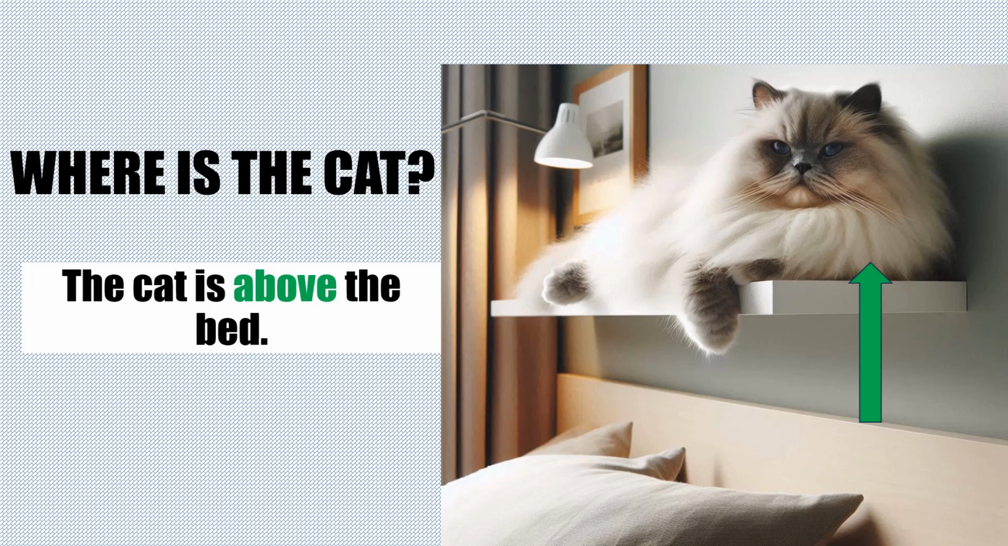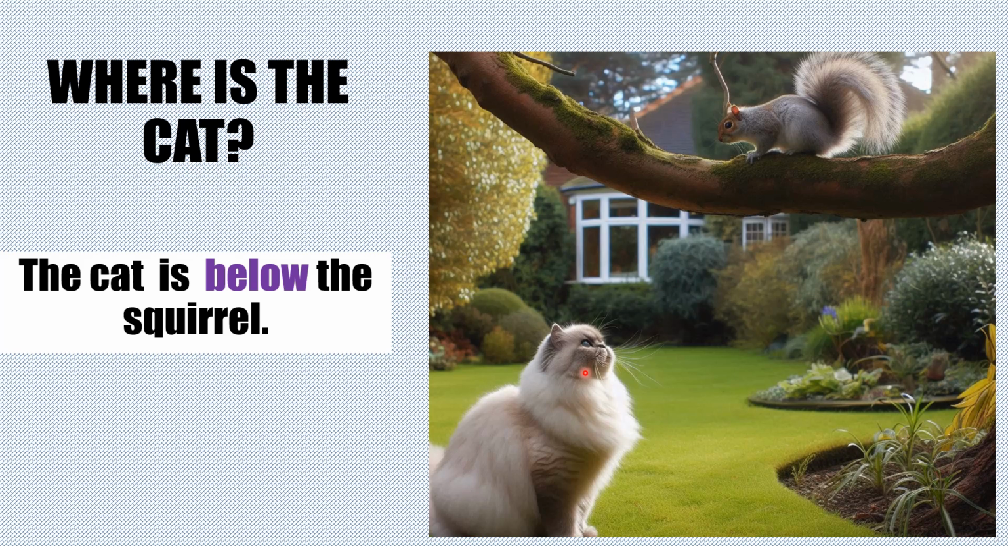Now, in this picture, the cat is below the squirrel. When we have two elements which are not in contact, we use below. The cat is below the squirrel.